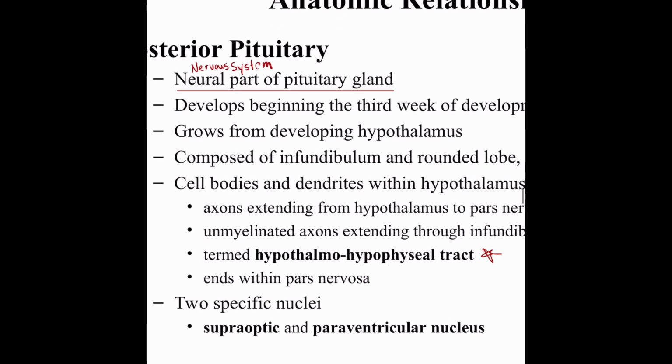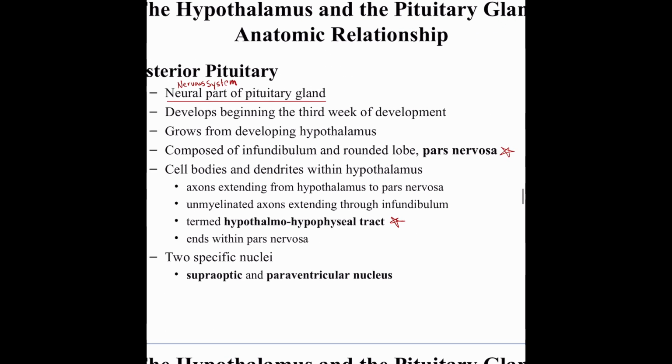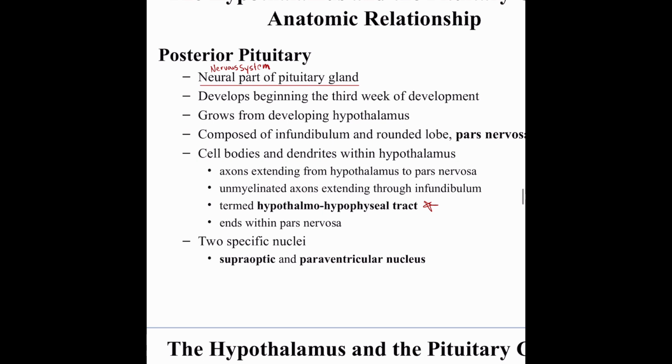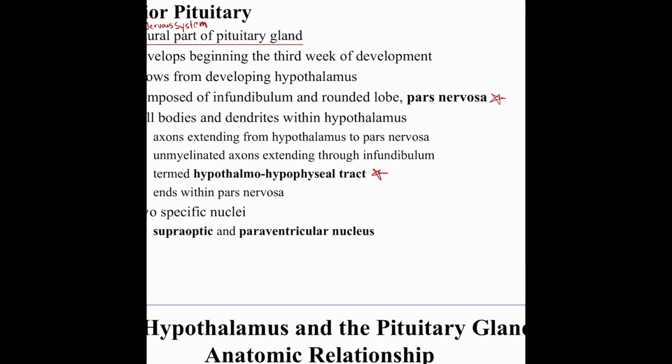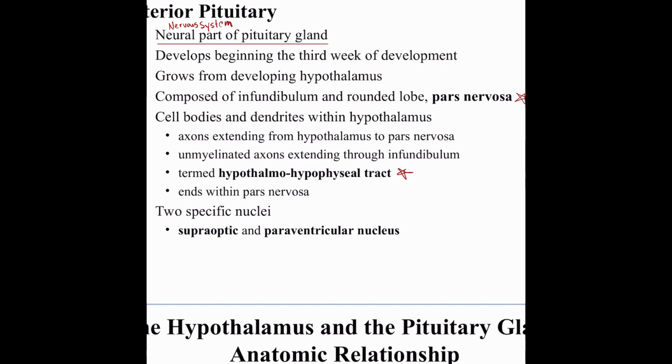It's composed of these two parts, which are called together the pars nervosa, pars of the nervous system. Another way to remember that name, because we know that it's the neural part of the pituitary gland. Cell bodies and dendrites are within the hypothalamus. The axons extend through the infundibulum to attach to the pars nervosa. They have 2 nuclei.